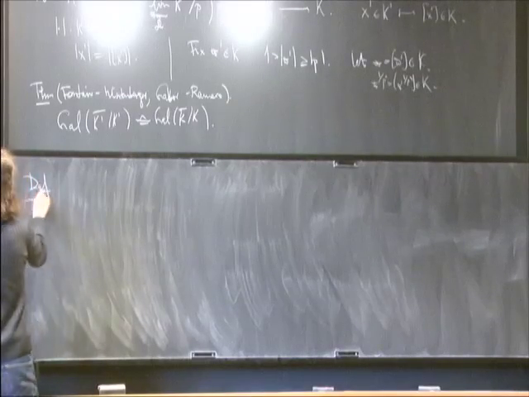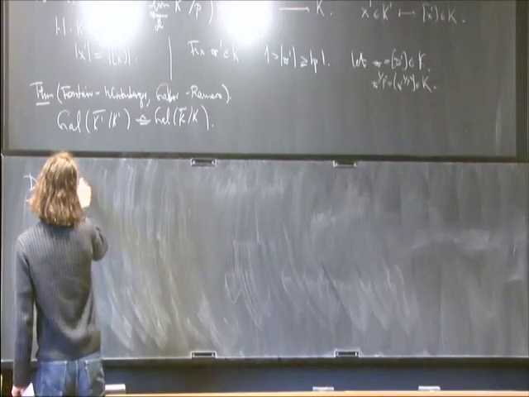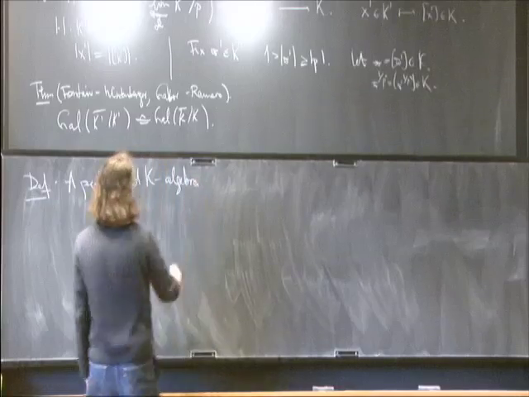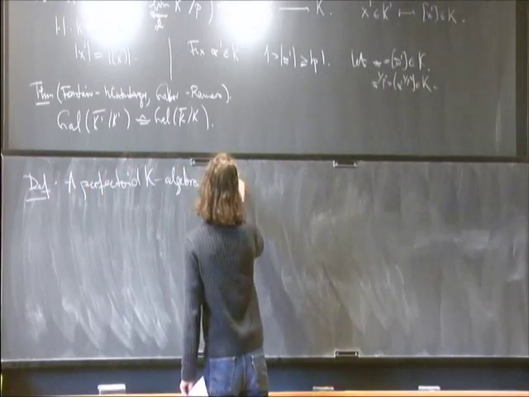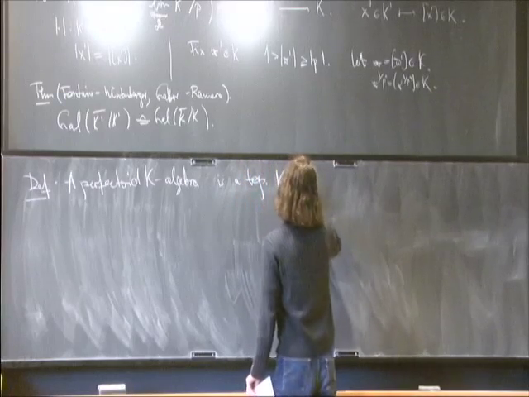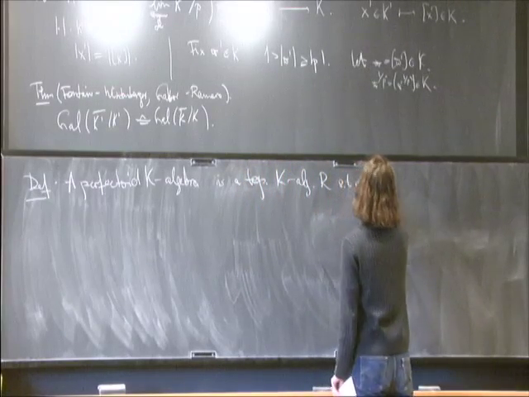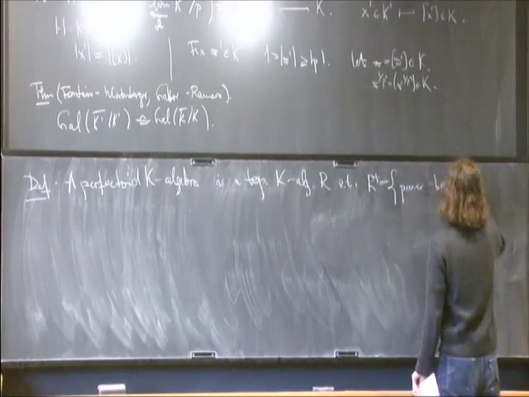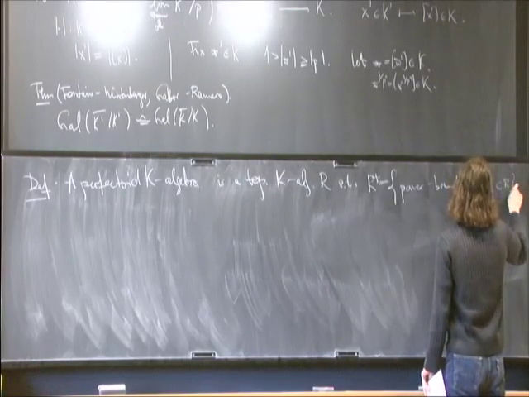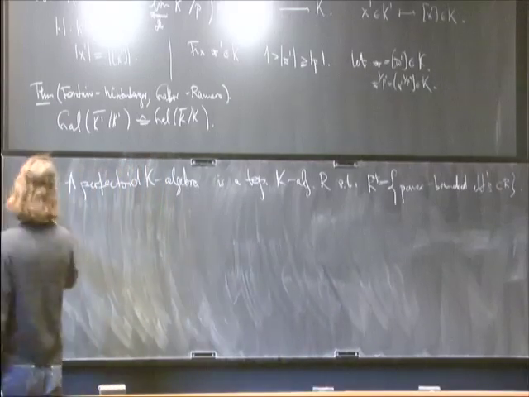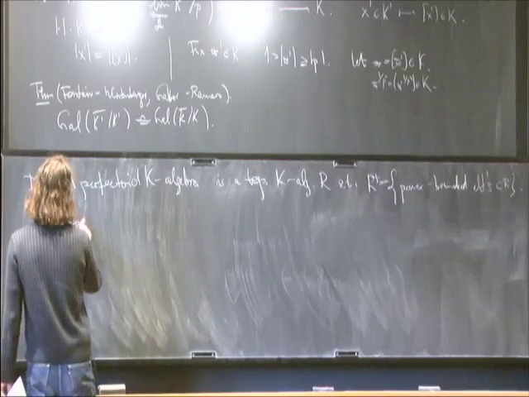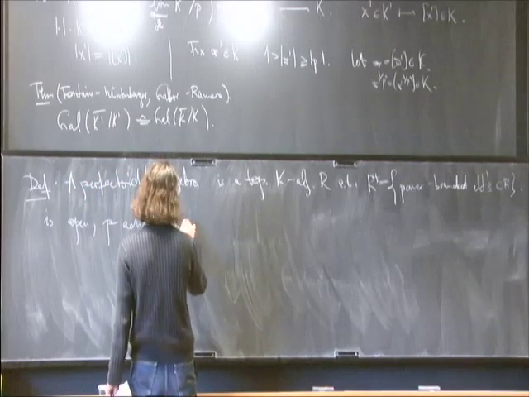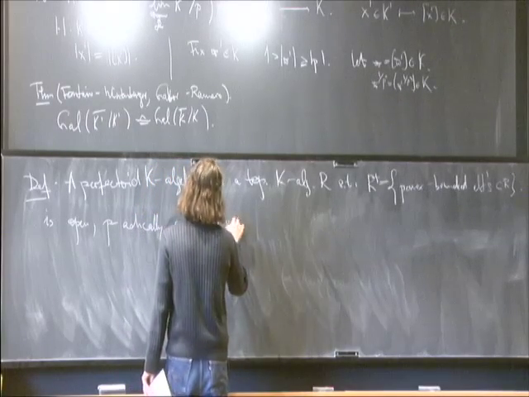Let me now make the following definition. A perfectoid K algebra is a topological K algebra R, such that R plus, which now means the set of power-bounded elements, is open with respect to this topology, and it's p-adically complete and separated.